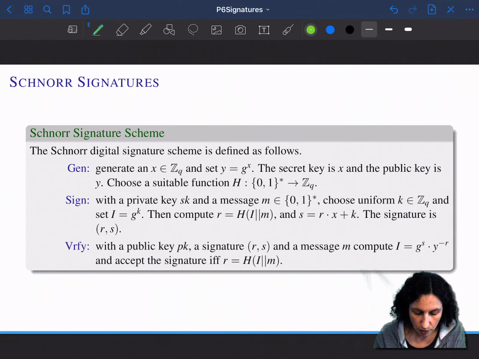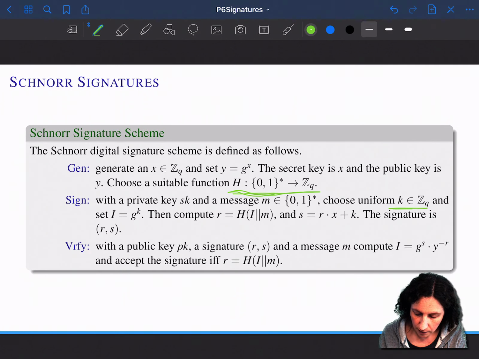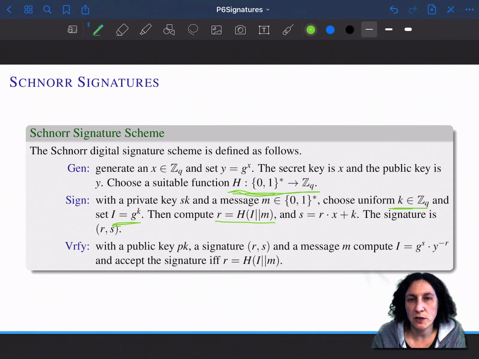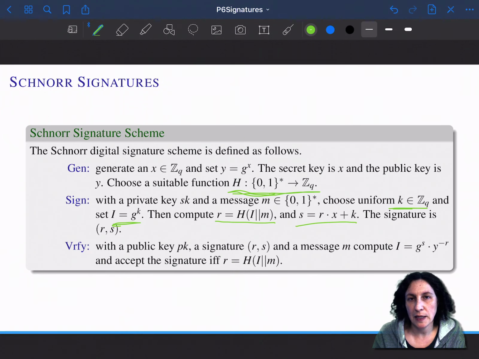So you have got the usual secret and public key generation, and you also define a function h which maps an arbitrary bit string into an element of ZQ. And then your signature generation is really easy. You essentially generate a random k, like you would do in the identification protocol. You set I equals g to the k. Then you compute an R, which is h of I, and you now simply append the message m. And then S equals R times x plus k, exactly as you would expect from the identification protocol. And the signature is R and S.